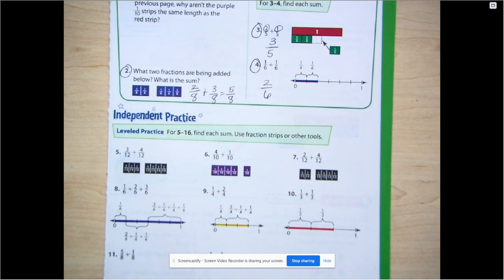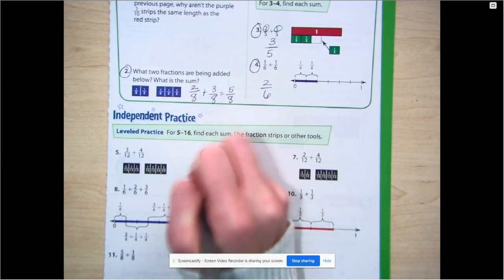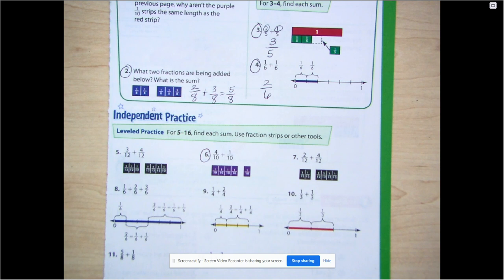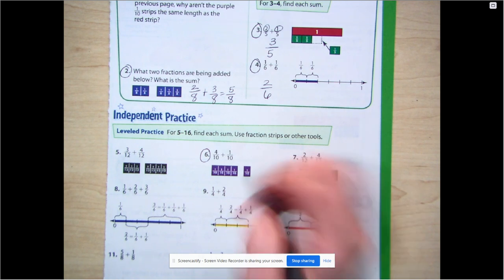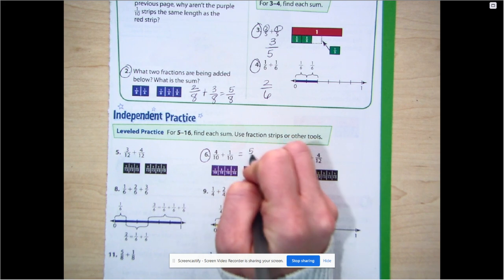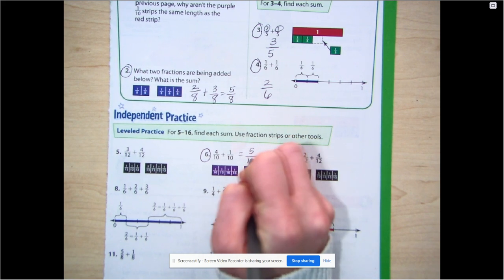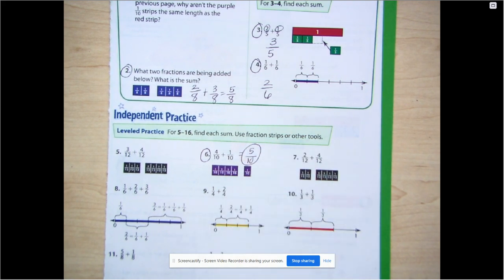Okay? All right. I would like you to solve question 6 and put your answer into the Edpuzzle now. Go. 4/10 plus 1/10 equals 5/10, right? Are you getting the hang of it?